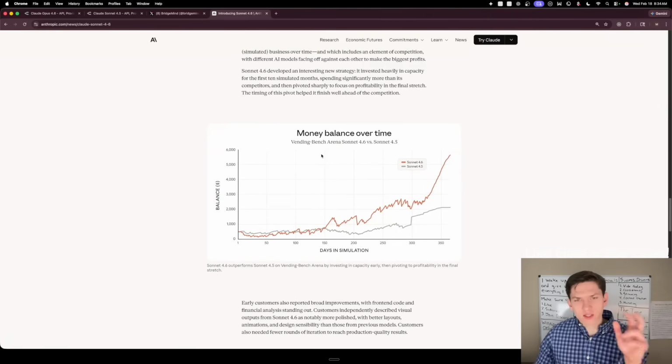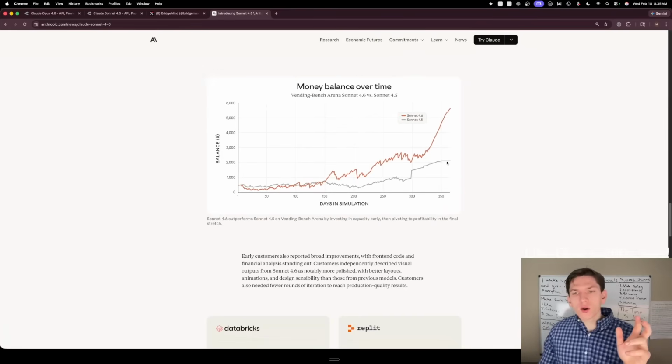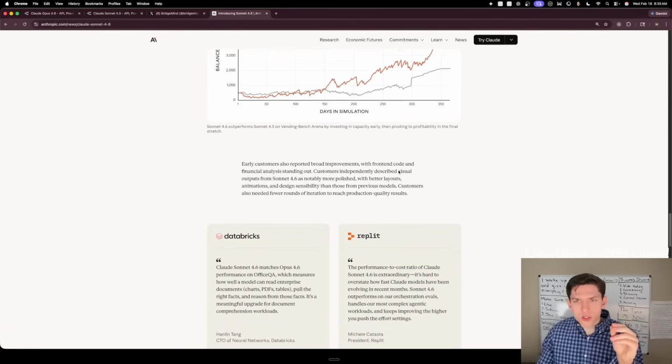Also, look at this, guys. If you guys are familiar with the Vending Bench, this is a really trending benchmark. The Vending Bench, look at how it performed. Sonnet 4.6 outperforms Sonnet 4.5 on Vending Bench Arena by investing in capacity early, then pivoting to profitability in the final stretch. Look at how it performed. 6,000 versus like barely over 2,000. So it was like close to 3x more performant, which is insane. So you're looking at this and you're saying, okay, look at the difference between Sonnet 4.5 and 4.6. That's actually a pretty noticeable difference.